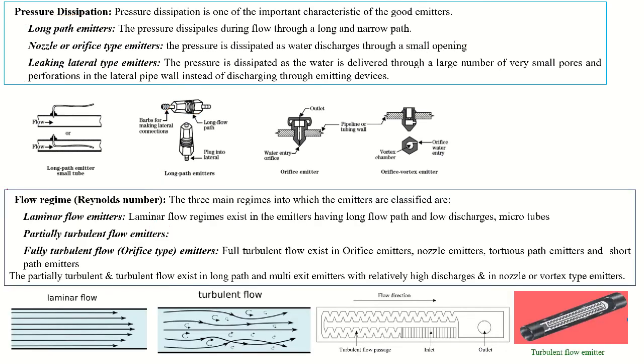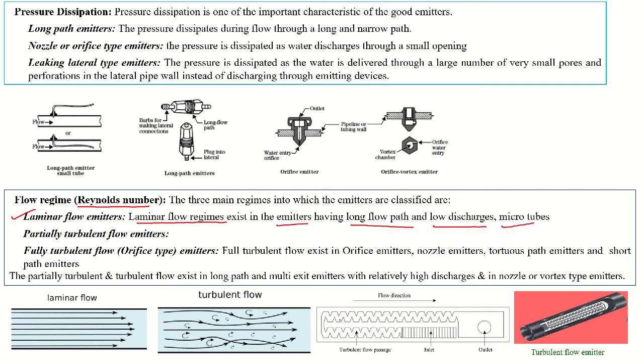Next one, flow regime. The flow regime is given based on your Reynolds number. There are three types of emitters classified. One is the laminar flow emitter. In this condition, the laminar flow regime exists in an emitter having a long flow path, and in this type of emitter the discharge is very low. Microtubes are some examples.